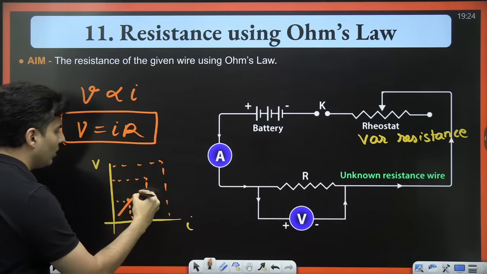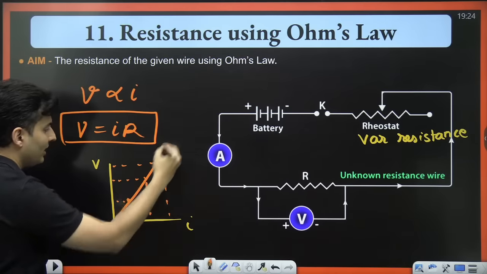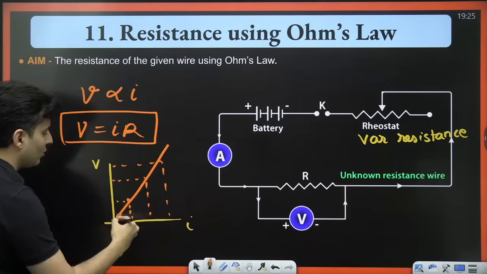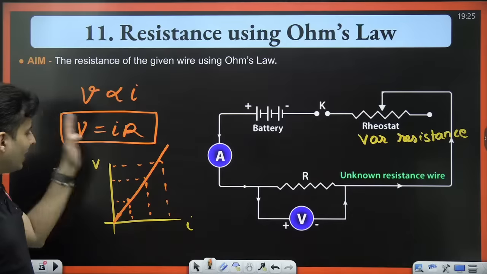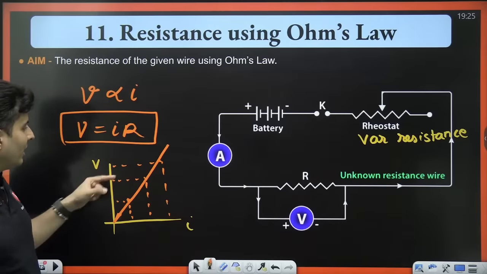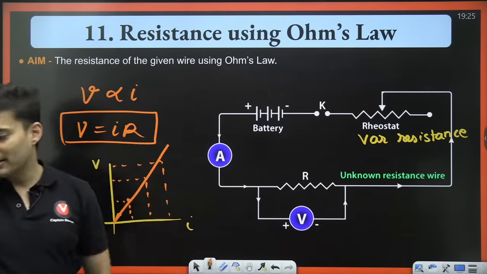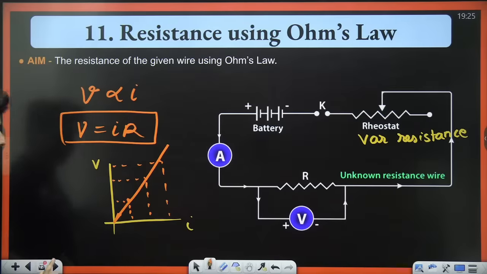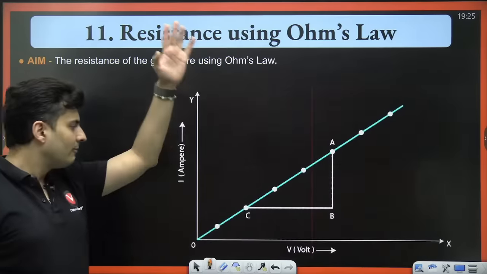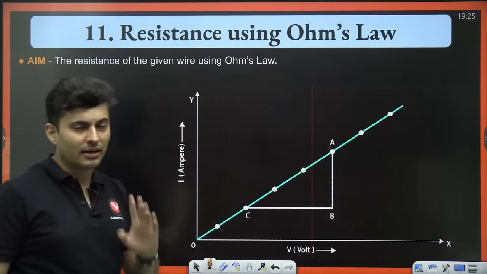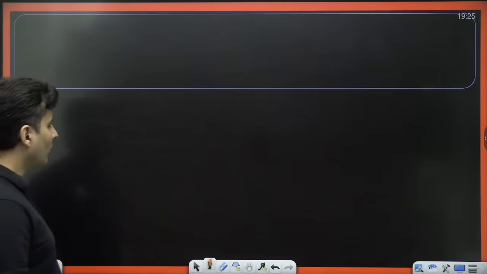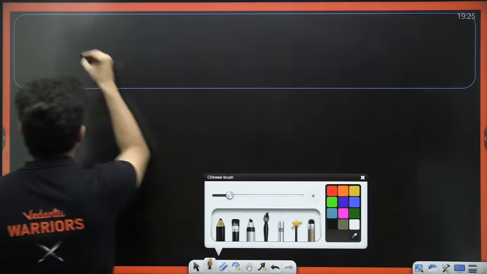You slowly try to join all these points with a line. It should pass through the origin. If it doesn't pass, make it pass. It has to. That's how you show voltage is proportional to current. And from the slope, you can measure the resistance. The graph will be a straight line, whether you draw current versus voltage or voltage versus current, doesn't matter.